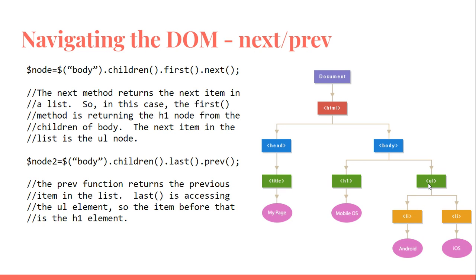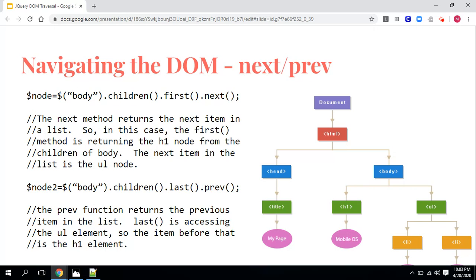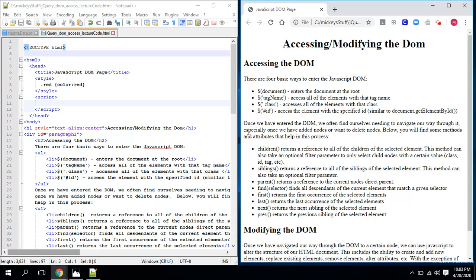Body.children.last takes me to here, .prev takes me to that H1. So we're using these to navigate our way through the document. So let's take a look at some code here.